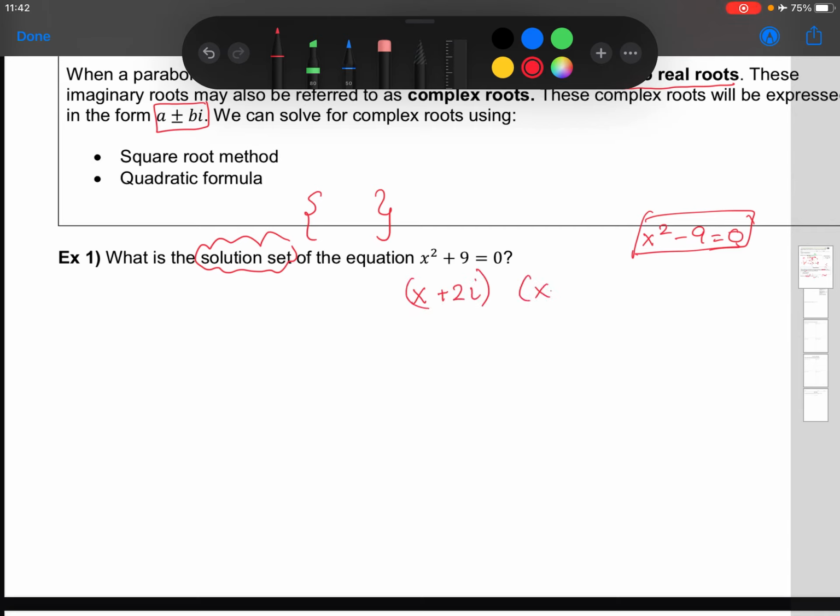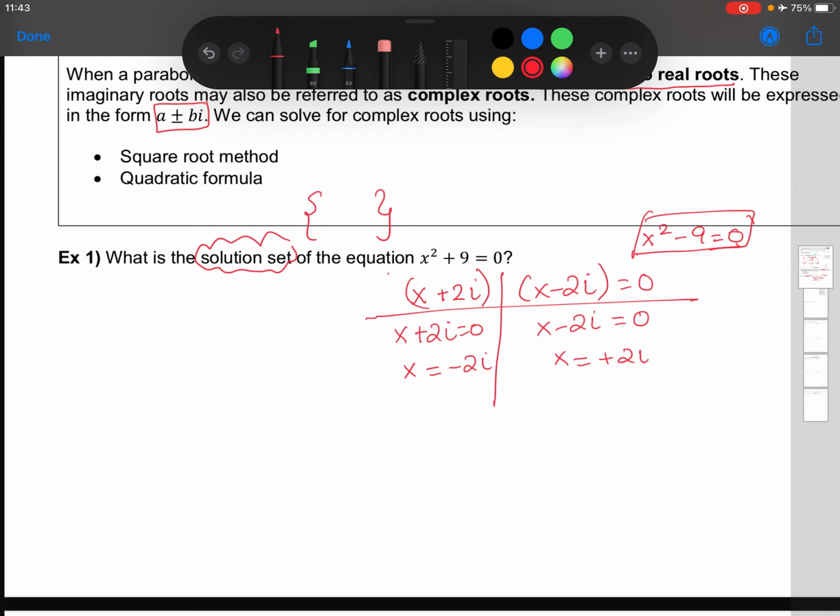It will be x plus 3i and x minus 3i equal to 0, and then set each factor equal to 0. I'm going to do this completely and then show it to you. What other way can you set it? x plus 3i equals 0, x minus 3i equals 0. So this would be what? x equals negative 3i, x equals positive 3i. But then you'll be like, I won't remember the i part or whatever.